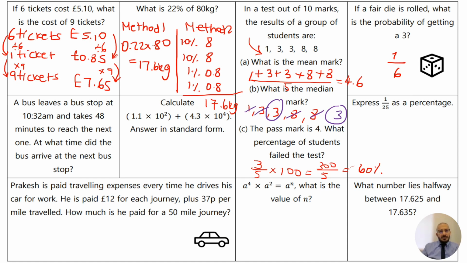Okay, I'm going to come down to this bus question here. A bus leaves a bus stop at 10:32 and takes 48 minutes to reach the next one. So I've got 10:32 and it's going to take 48 minutes to reach the next one. If I add on 48 to it, that's going to give me 10:80. I know in an hour there are 60 minutes, so that means it's going to be 11 and there's 20 minutes left, so 11:20.